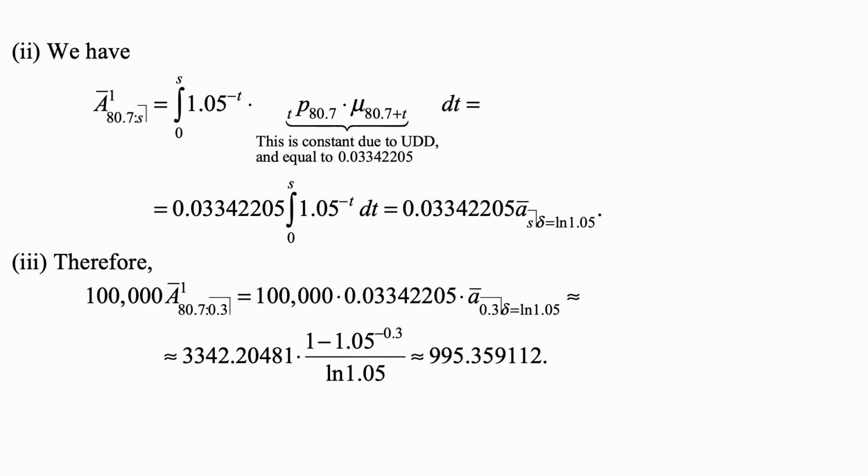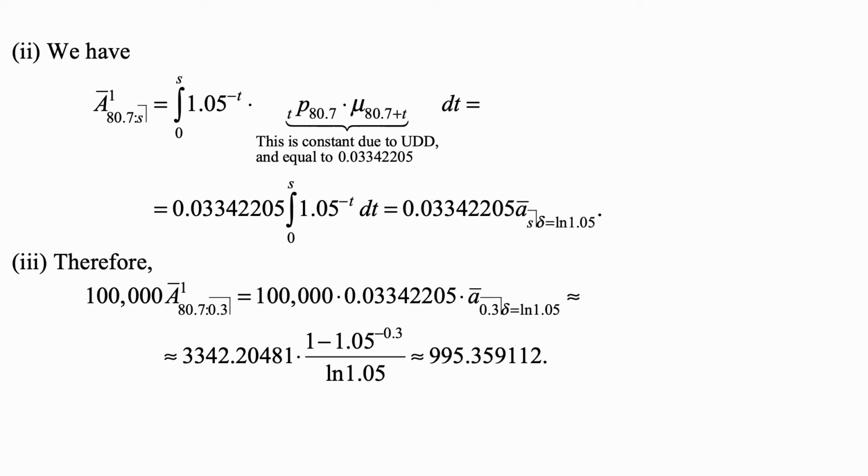So we pull out that constant. In front of the integral, we have the integral from 0 to S of 1.05 to the minus t dt. That integral, of course, is A bar angle S under delta, the force of interest, equal to the natural logarithm of 1.05. And therefore, 100,000 A bar 80.7 colon angle 0.3 with 1 above the 80.7 is equal to 100,000 times 0.033422205 times A bar angle 0.3 at delta equal to the natural logarithm of 1.05.